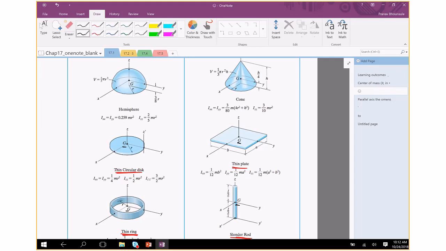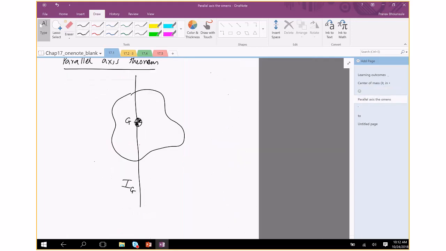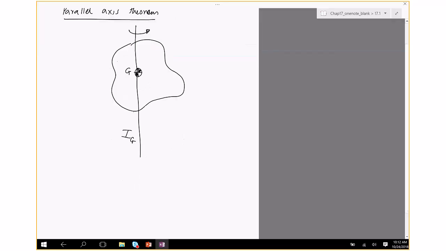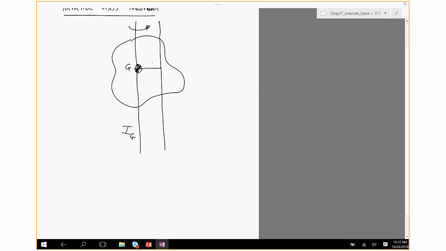Okay, so G is something which you got to remember. It's the center of mass of the object. So what does parallel axis theorem give you? Well, if you know the inertia about G, which is an axis passing through the center of mass, then you can find the inertia about a different axis parallel to the original axis, but at a distance of d. Let's call this distance d. Okay, and we need to find the inertia about this axis.